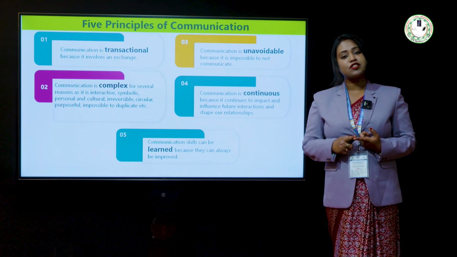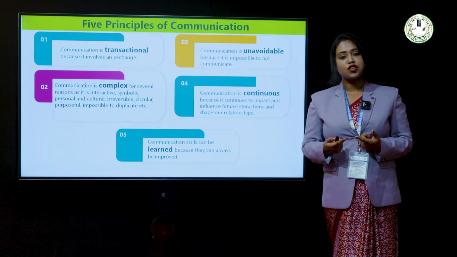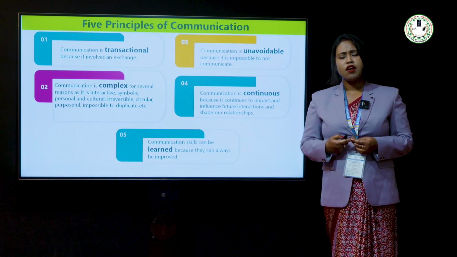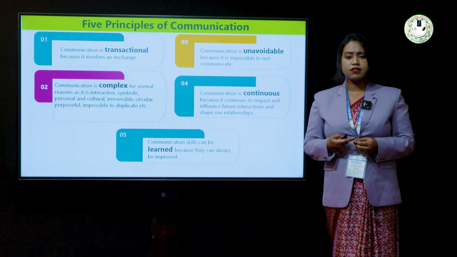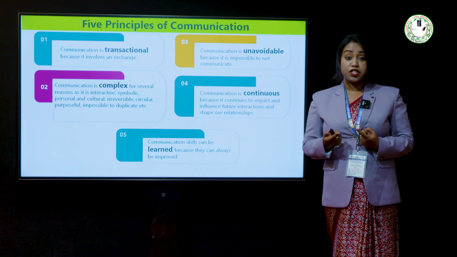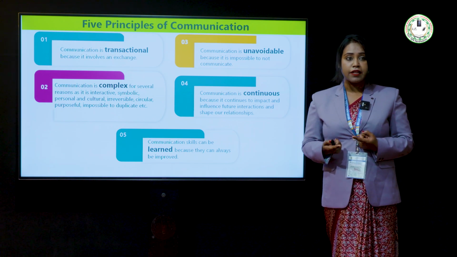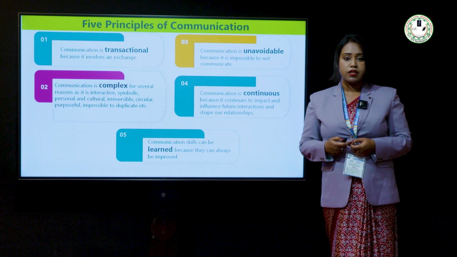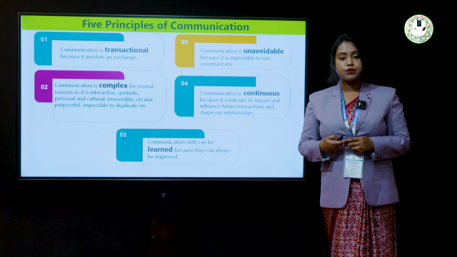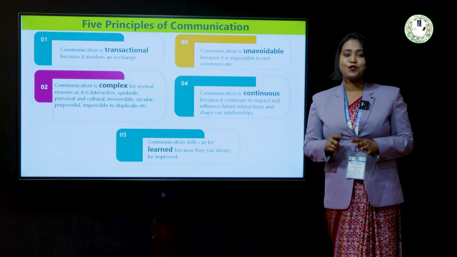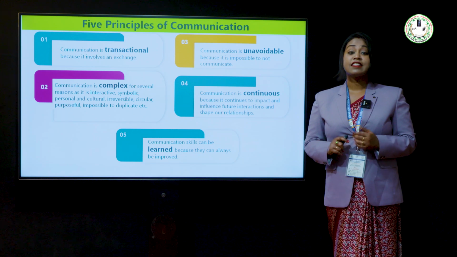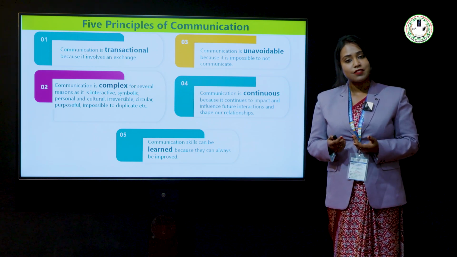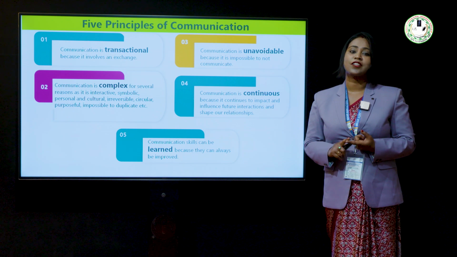Number one is communication is transactional because of the exchanging of ideas. Number two is communication is very complex for several reasons, like it is interactive, symbolic, there are several semantic barriers, then personal, cultural, irreversible, circular, purposeful, impossible to duplicate, like this. Okay, the third one is unavoidable. Communication is unavoidable because it is impossible to not communicate.